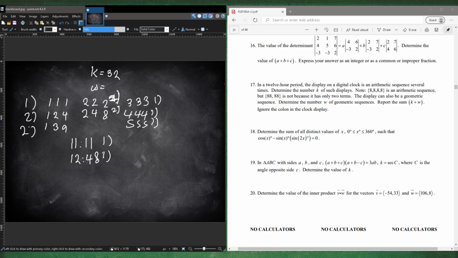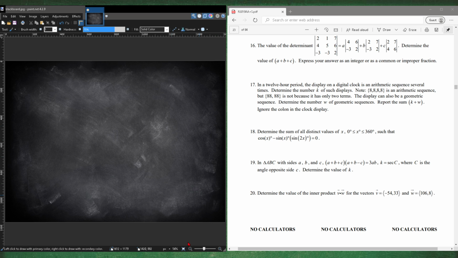1, 2, 3, 4, 5, 6, 7, 8, 9, 10, 11, 12, 13. So W is 13. So 32 plus 13, and that is a total of 45. And that is your answer for number 17. So it just takes a long time because it's just one of those that you have to list possibilities.